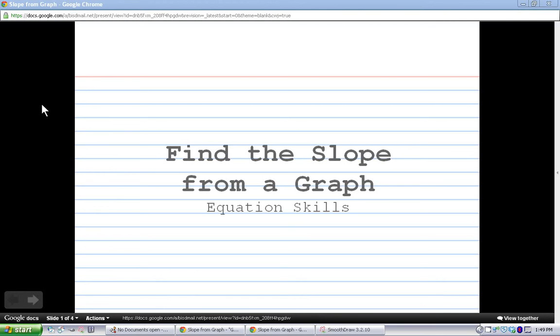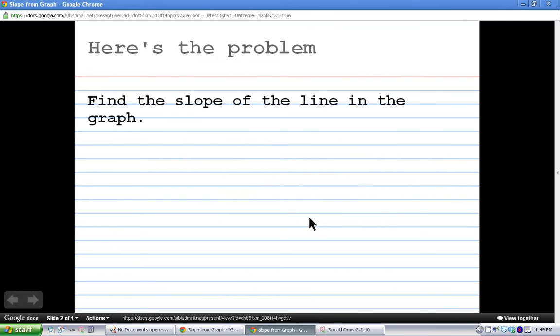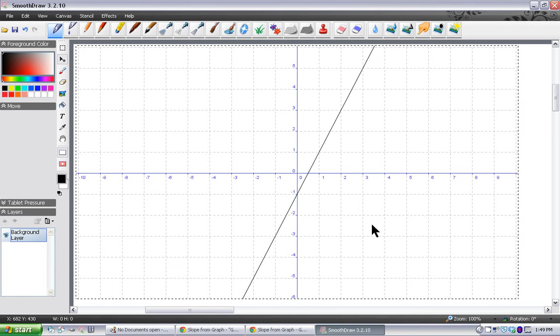Okay, in this video you will be learning how to find the slope of a line from a graph. And here's how the problem would look. Find the slope of the line in the graph. So let's take a look at our graph. It is this graph right here, and we want the slope or the steepness of that line.